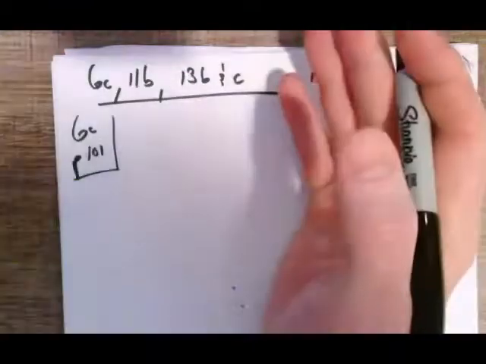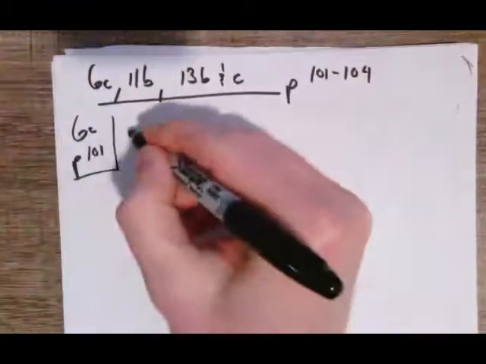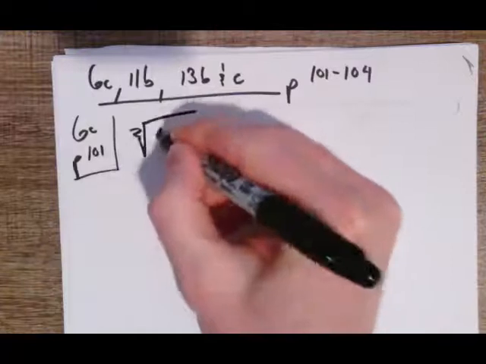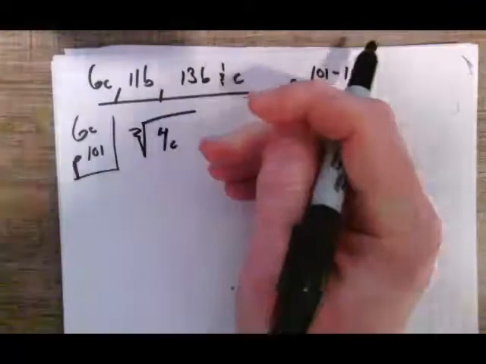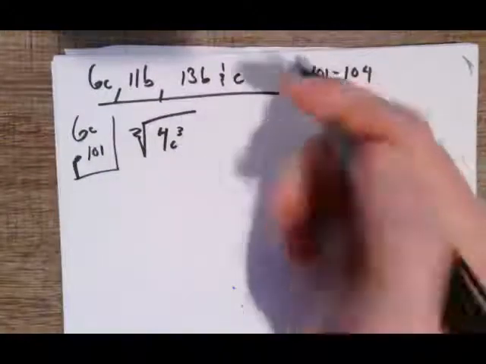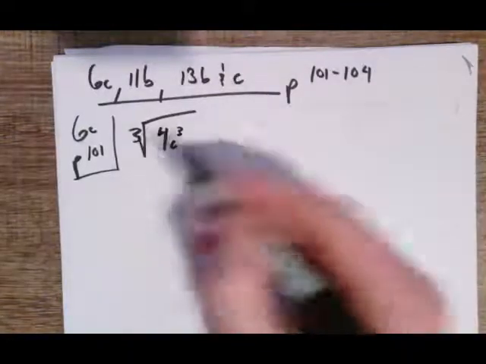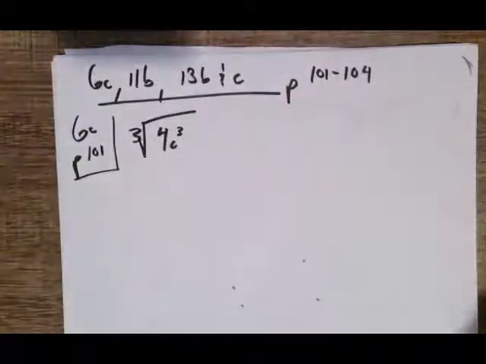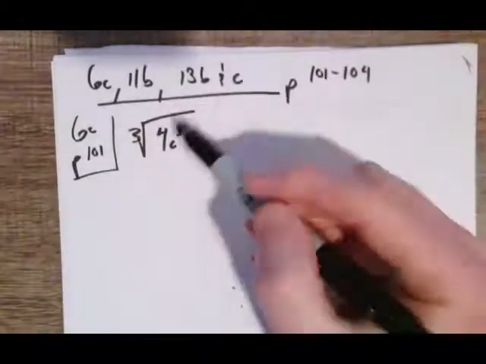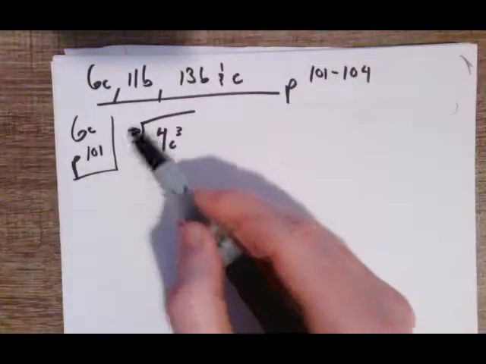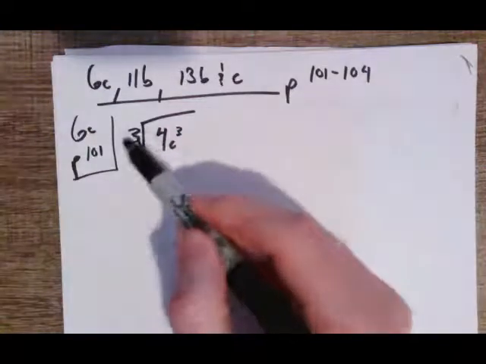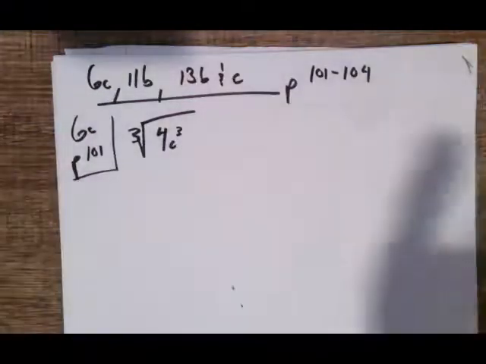Am I doing the right one? 6c. Cube root of 4c cubed. Okay. The 4 is positive, so we can ignore it. It doesn't matter, because whether it's an odd root or an even root, if something's positive in there, it's all good.